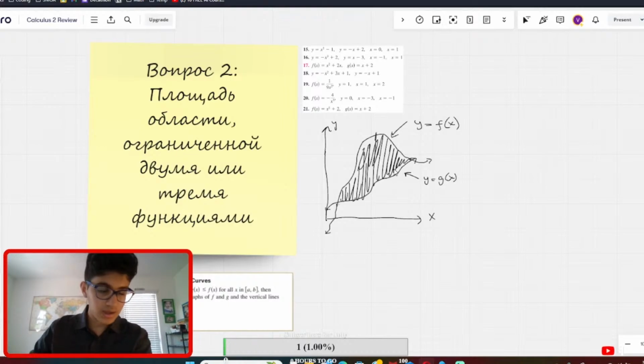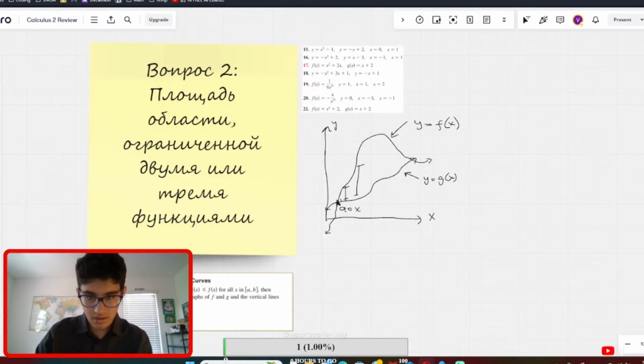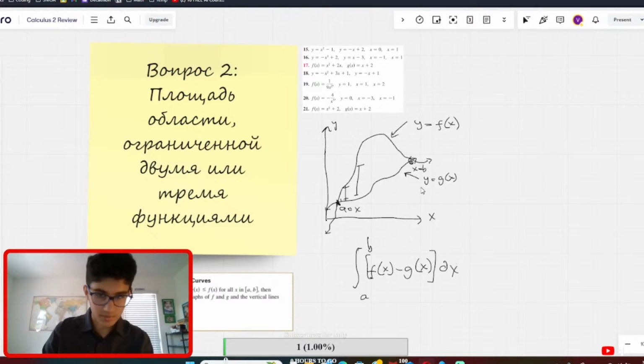And to find that, think about it. What is the height over here? Like what is this height? You want to add them all up, right? And the height here is obviously just f of x minus g of x. Let's call this point a, x equals a. This point x equals b. And then we have it right here: the integral from a to b of f of x minus g of x, and obviously you have to add the dx as well. That's kind of where the formula comes from.